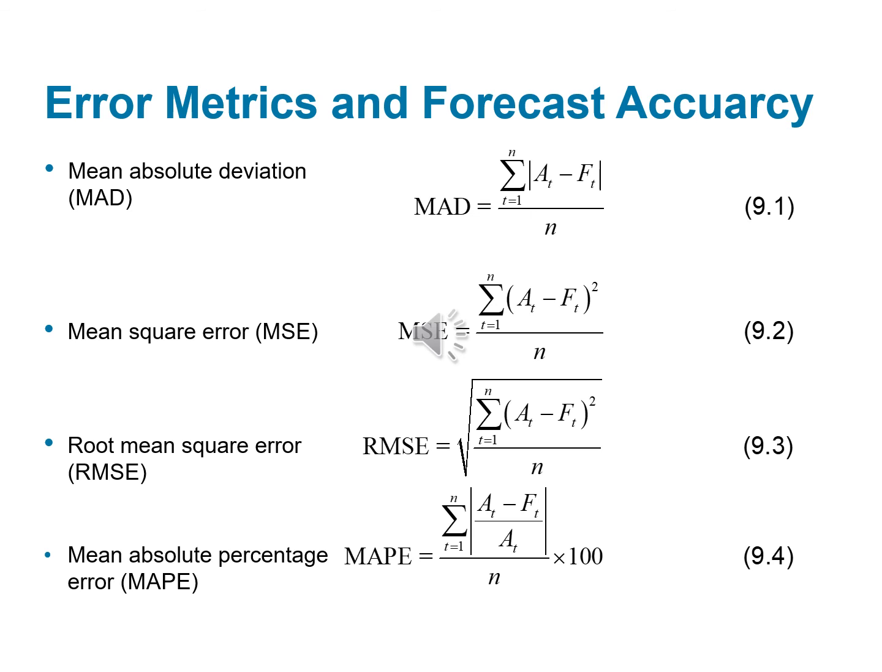Error metrics and forecast accuracy. Mean absolute deviation, MAD. Mean square error, MSE. Root mean square error, RMSE. Mean absolute percentage error, MAPE.